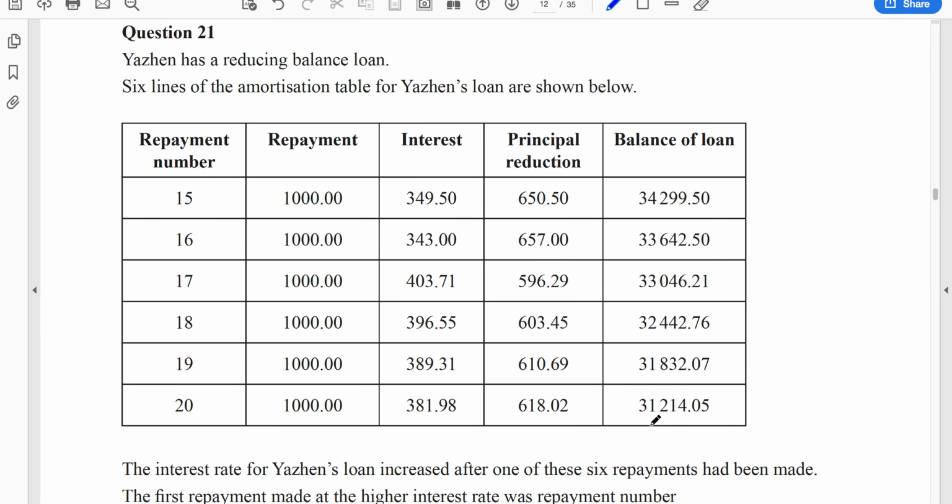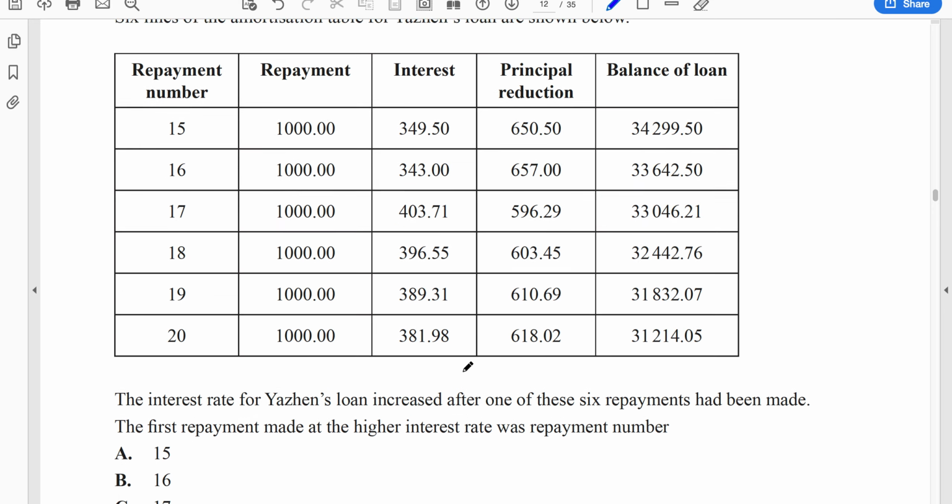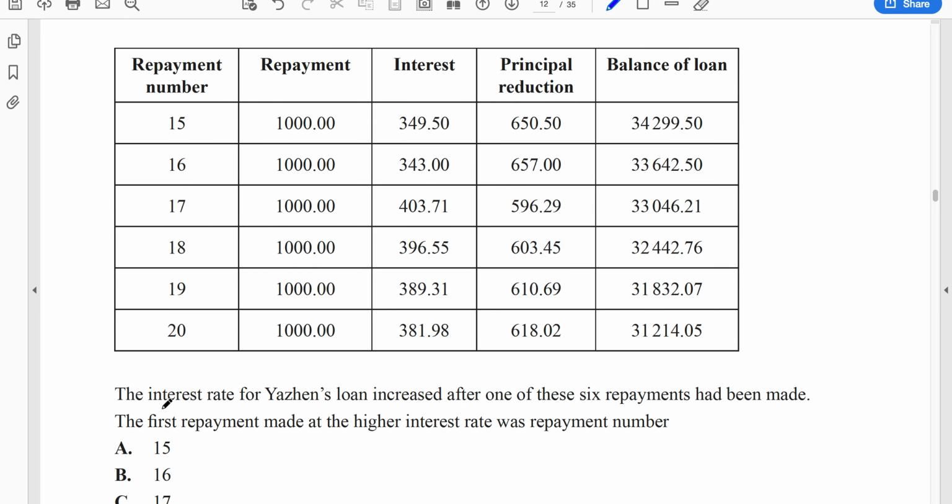The other thing that we should look at is the interest, because under here we're told that the interest rate increases. So after one of these payments, we're not told, we have to find which one, the interest rate has gone up. So there's a change to the rate that's being applied. And we want to know, when did this happen? So what was the first repayment made after it went up?